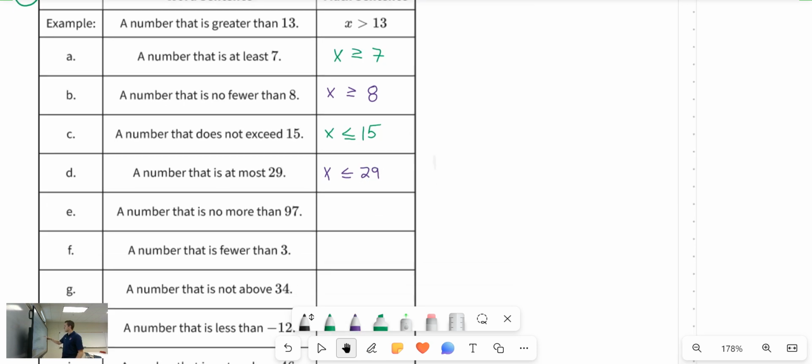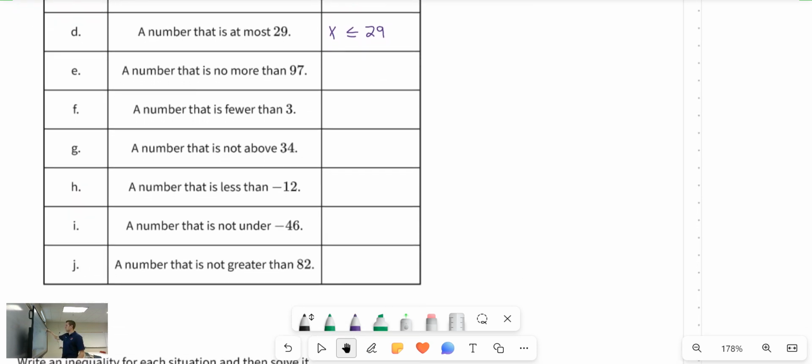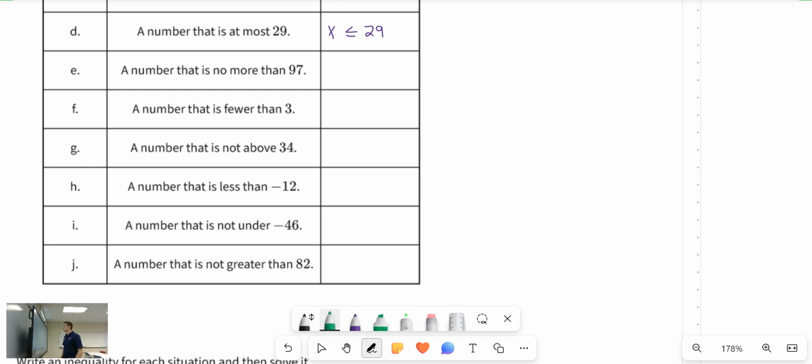And we will scroll down for the last couple. Oh, there's a bunch left. Okay. In green, here we go. A number that is no more than 97. No more than 97. Well, our number is X. No more than 97 means it has to be less than 97 or equal to 97, right? Less than or equal to 97.